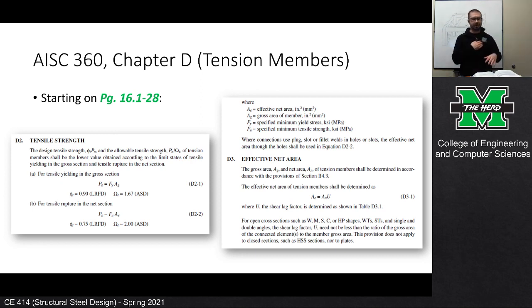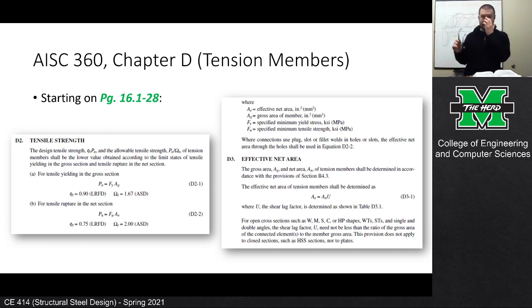according to the following limit states. And so we have listed tensile yielding in the gross section and then tensile rupture in the net section. And so what that means is whenever we look at a tension member, if we're looking at the gross section, we limit the stress to Fy. And for the net section, we limit the stress to Fu. Okay. Now, behaviorally, why do we do that?